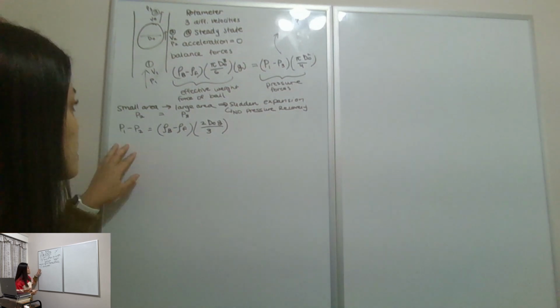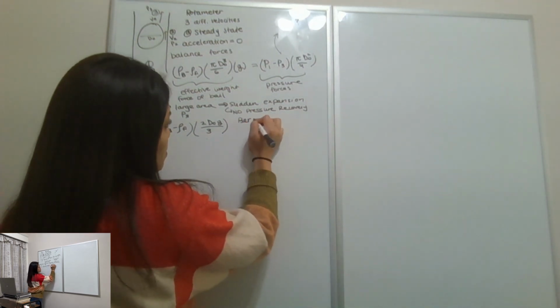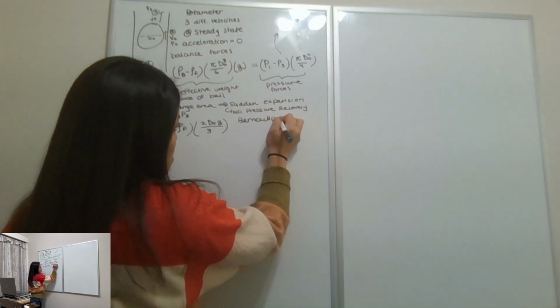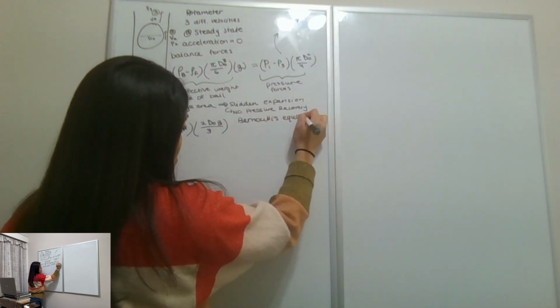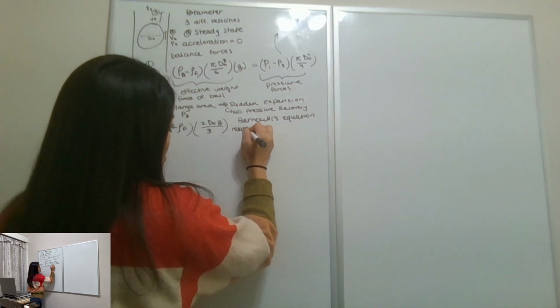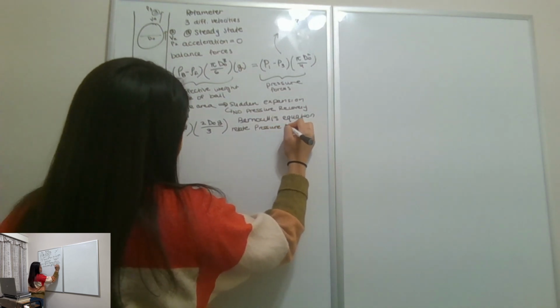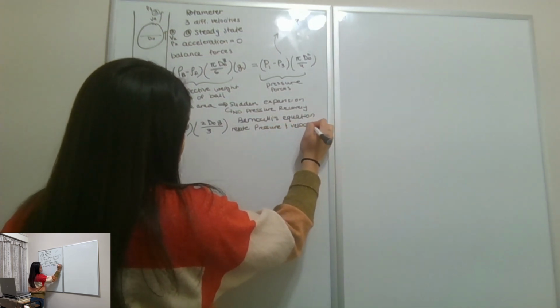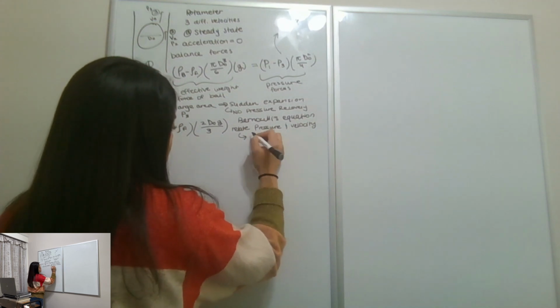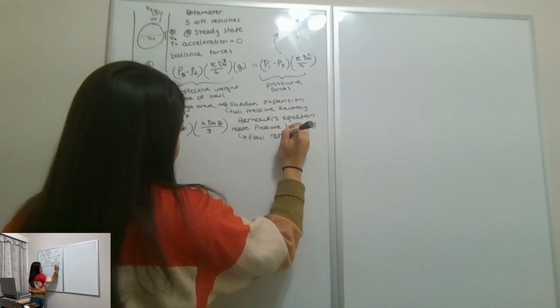This is important because we can then move on to Bernoulli's equation, which will allow us to relate pressure and velocity, which will ultimately lead us to the flow rate.